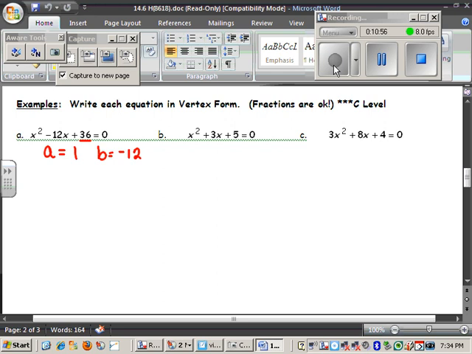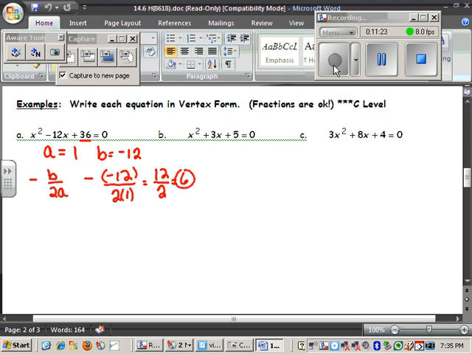I'm going to find the vertex of my equation by using the vertex formula, negative b over 2a. So I have negative -12. I always just move that negative right to the top where the b is, and that's going to be over 2 times 1. Negative -12 is going to be a positive 12 all over 2, which makes my x value 6.